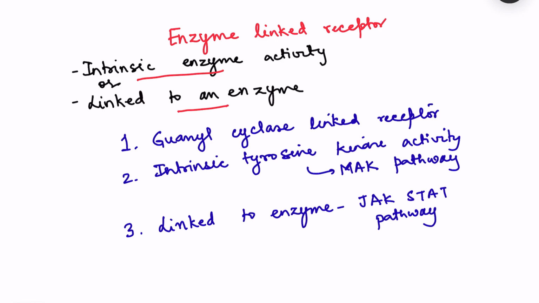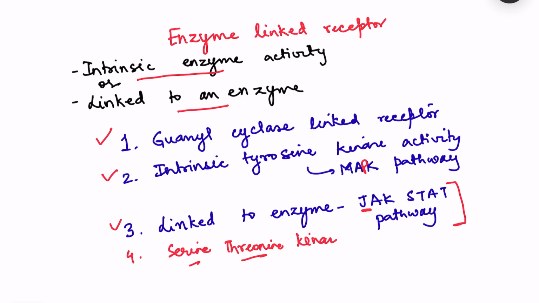Okay, so intrinsic enzyme activity or linked to an enzyme, and there are mainly 3 types. We have guanyl cyclase linked receptor, we have the receptor with intrinsic tyrosine kinase activity, which leads to the activation of the MAP kinase pathway, MAPK, or there may be an external tyrosine kinase associated with it, and this leads to activation of the JAK-STAT pathway. So JAK is the tyrosine kinase and STAT activation occurs, so that is the JAK-STAT pathway. Fourth one is also there where the enzyme has serine threonine kinase activity. Actually, tyrosine, serine, threonine are amino acids, and the enzyme will lead to phosphorylation of either the tyrosine, serine or threonine. So based on where the phosphorylation is occurring, we have that particular kinase.